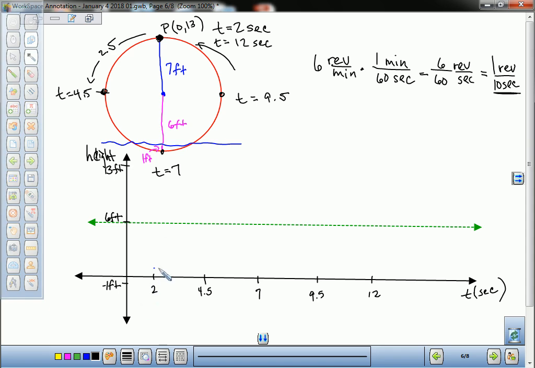At 2 seconds, just looking at my picture, I should be up here at 13 feet. Then at 4.5 seconds, I'm at 6 feet. Then at 7 seconds, I am down to -1. At 9.5 seconds, I am back up to 6. And at 12 seconds, I am back up to 13.